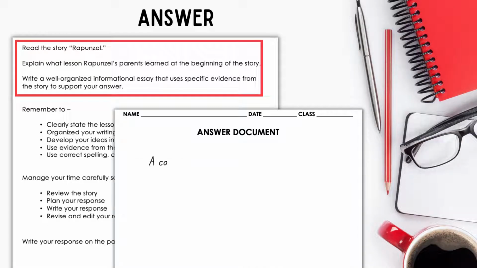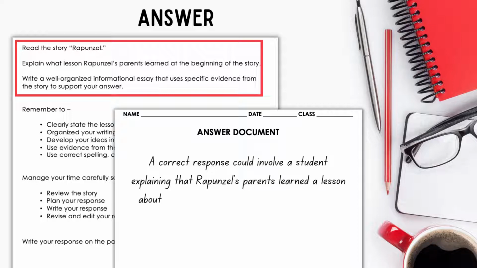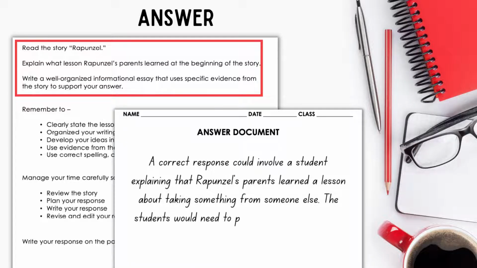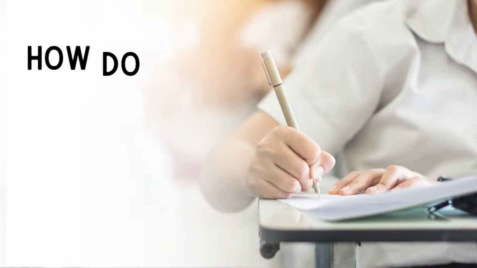Now, when they begin to answer, it might be something like this. A correct response could involve a student explaining that Rapunzel's parents learned a lesson about taking something from someone else. The students would need to provide thorough evidence from the story to support this idea.